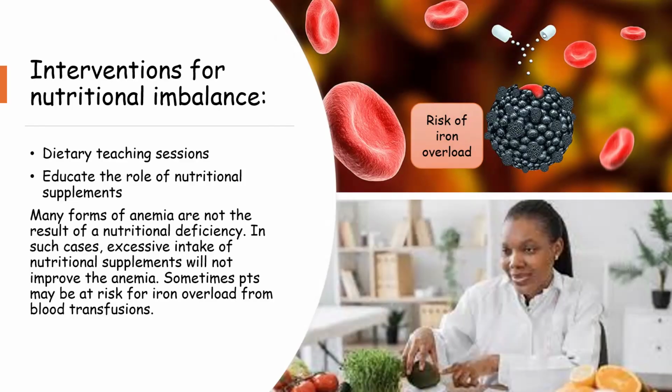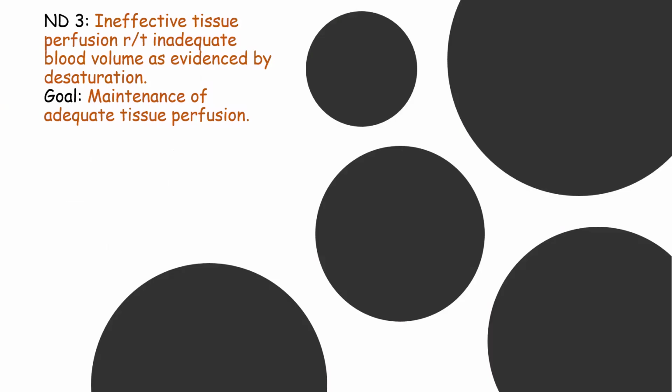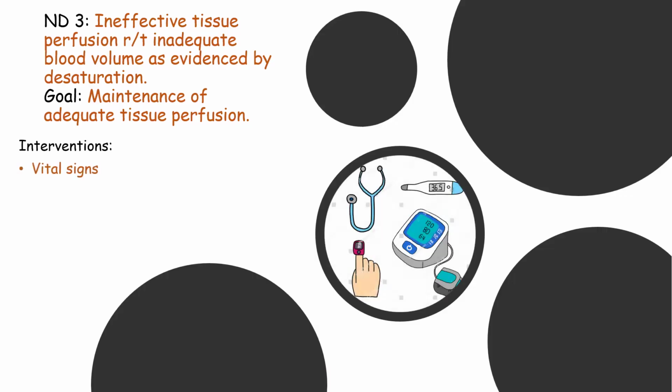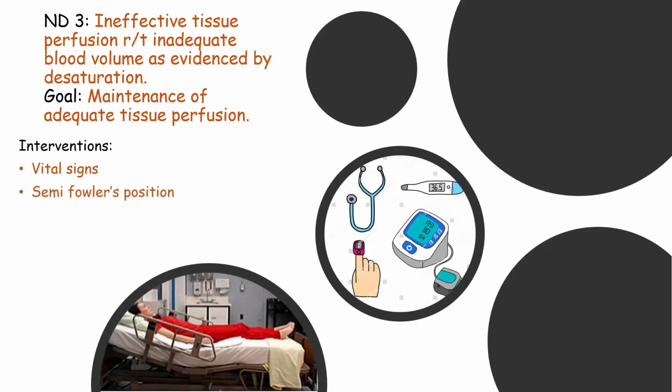Next diagnosis is ineffective tissue perfusion related to inadequate blood volume as evidenced by desaturation. Patients with acute blood loss or severe hemolysis may have decreased tissue perfusion from decreased blood volume or reduced circulating RBCs. So our goal here will be maintenance of adequate tissue perfusion. Under nursing interventions, vitals should be closely monitored. Semi-Fowler's position should be given.